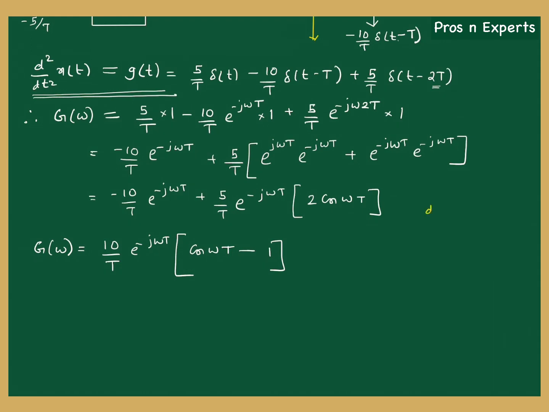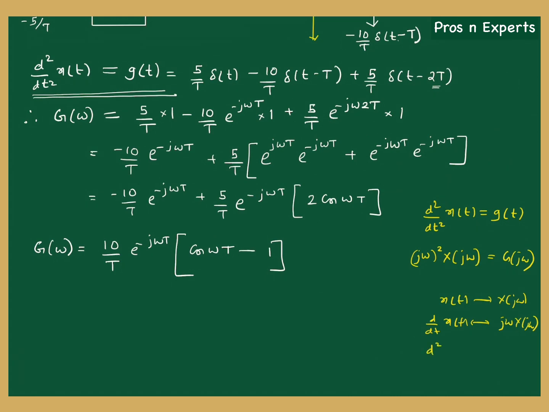So the relation is d square by dt square x of t equal to g of t. Taking Fourier transform on both sides, (j omega) the whole square into X of j omega equal to G of j omega. That is what the differentiation property says. If x of t and X of j omega are Fourier transform pairs, then d by dt x of t will have a Fourier transform j omega into X of j omega. Similarly, d square by dt square of x of t will have (j omega) square into X of j omega. That's what we are going to apply here.